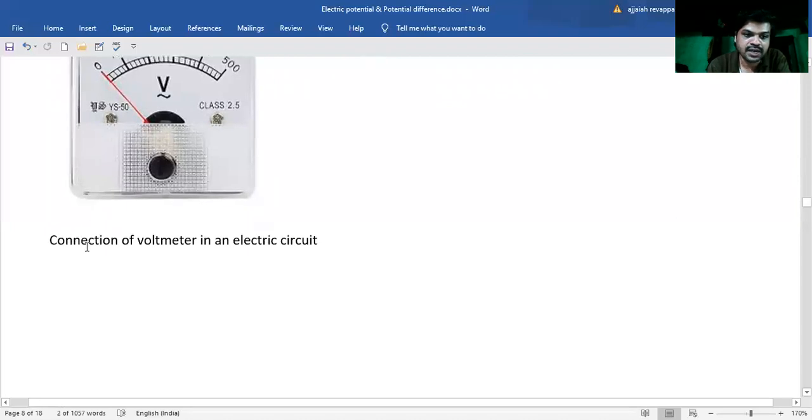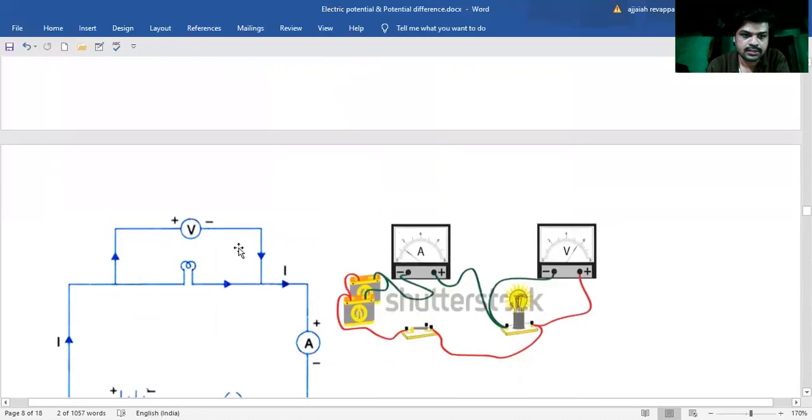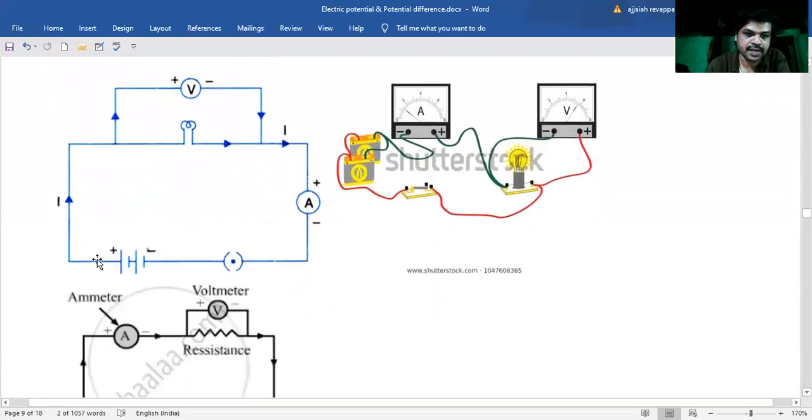So next we'll see the connection of the voltmeter in an electric circuit. See this circuit diagram. This is a series connection. The battery is connected to the bulb, connected to the ammeter, connected to the key. Again, the key is connected back to the negative. This is series, connected one after the other. Here the voltmeter is connected in parallel. See, these are parallel lines.